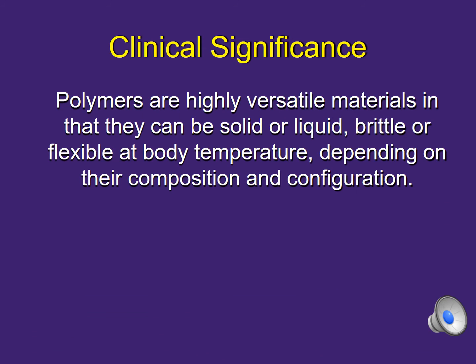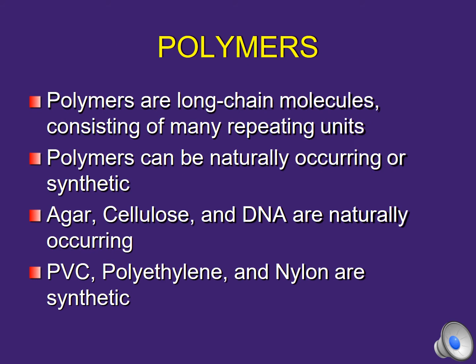Polymers are highly versatile materials in that they can be solid or liquid, brittle or flexible at body temperature, depending on their composition and configuration. The starting material of a polymer is called monomer. Polymers are long chain molecules consisting of many repeating units.